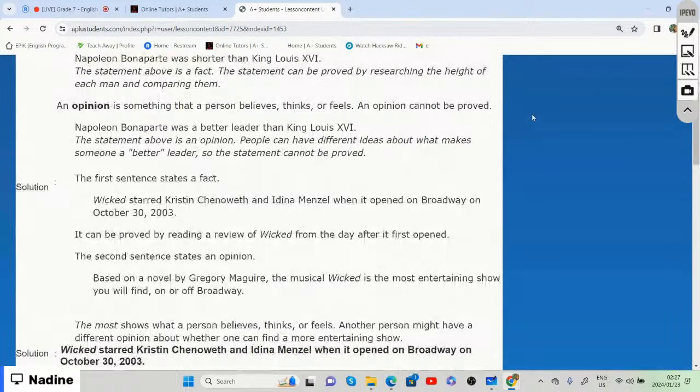If we look at the first sentence, we need to say if it's a fact or an opinion. We could start with Kristen Chenoweth and Idina Menzel when it opened on Broadway on October 30, 2003. And also based on a true story, right? Or based on a novel, the musical Wicked is the most entertaining show that you will find on or off Broadway.